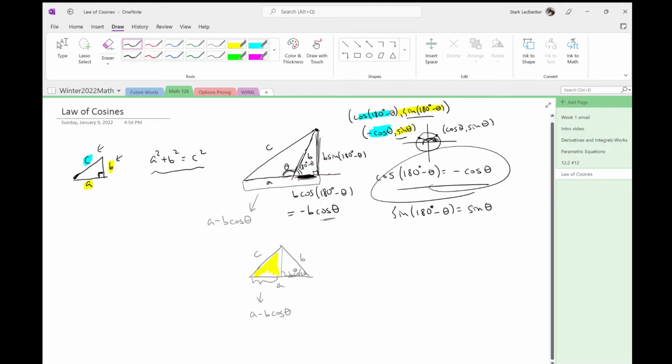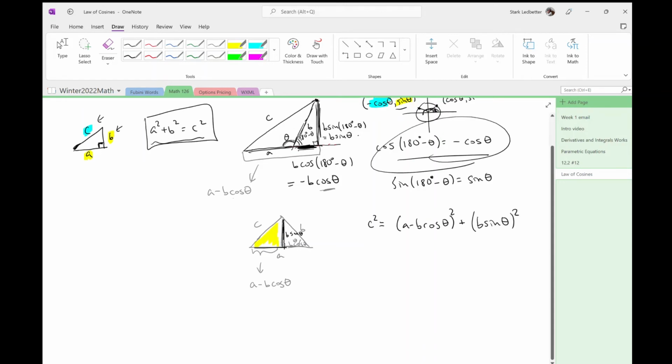So that vertical length is b sine theta. And that's going to be the same thing over here. This vertical length will be b sine theta. So in either case, we can use the Pythagorean theorem on that right angle triangle. So c squared equals the bottom length squared, which in either case is a minus b cosine theta, and then the vertical length squared, which in both cases is b sine theta. So we'll square both of those.